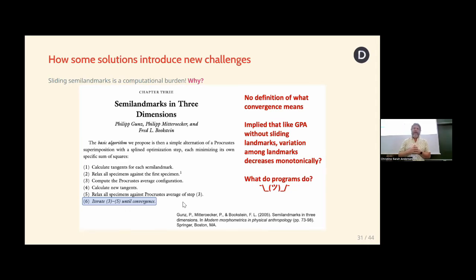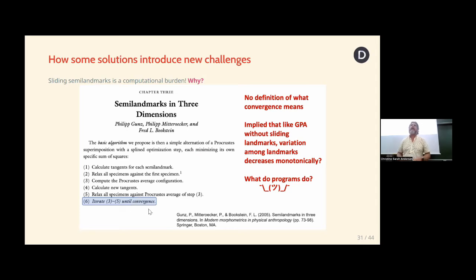This was Gunz et al., back in 2005. And basically, here's the algorithm. You get tangents for each semi-sliding landmark. You relax them against the first specimen, then you get the average, then you start getting new tangents and you relax them against the average. The relaxation means to slide the semi-landmarks on tangent planes to minimize bending energy. And then you keep repeating that until convergence.